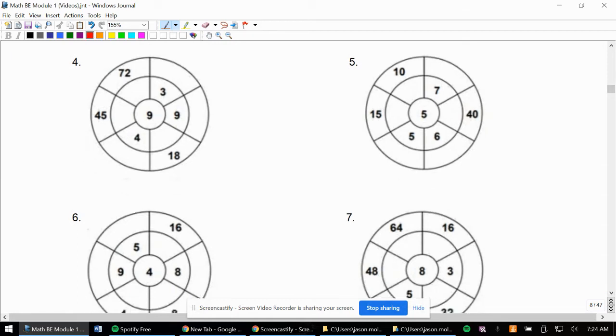Now we're going to go to 9 times table. 9 times 3 is 27. 9 times 9 is 81. 9 times 2 is 18. I'm just going to go around this time in a clockwise fashion. 9 times 4 is 36. 9 times something is 45. That is 5. And 9 times 8 is 72.